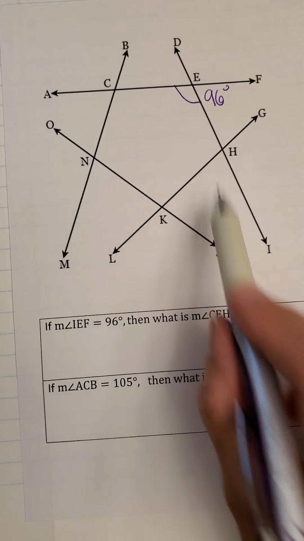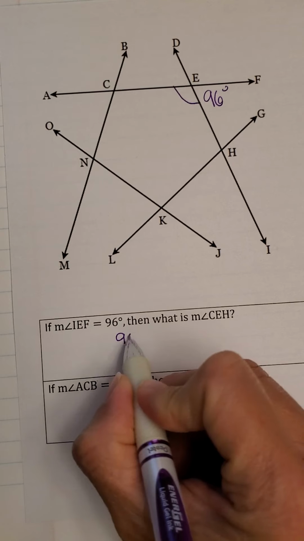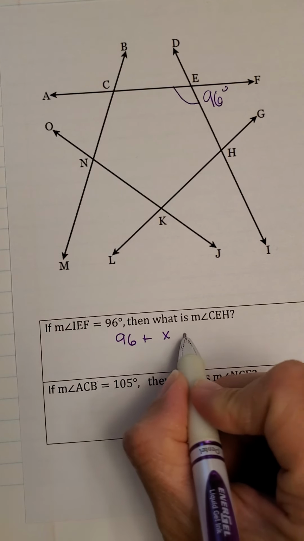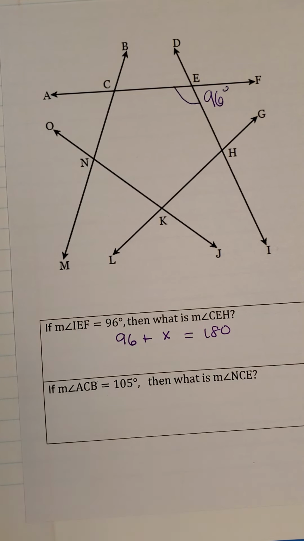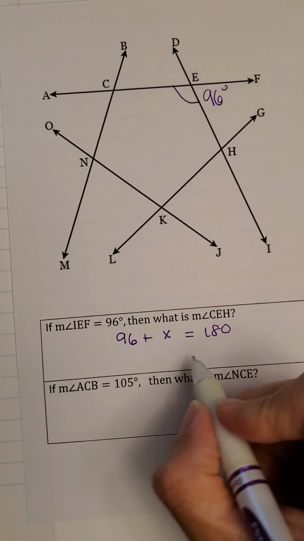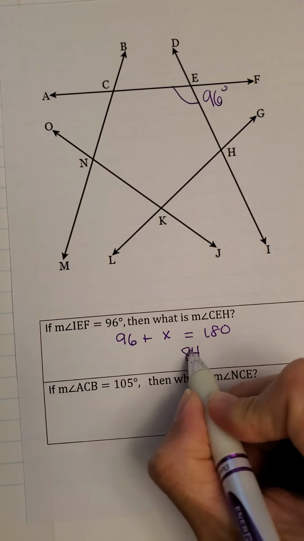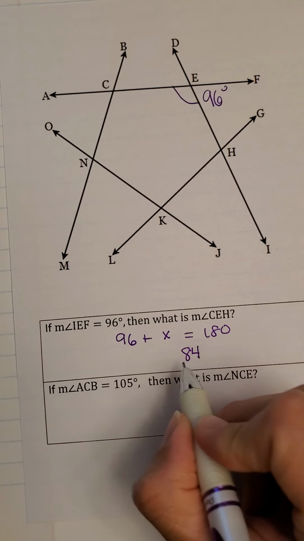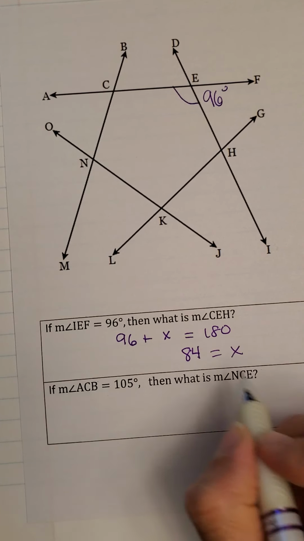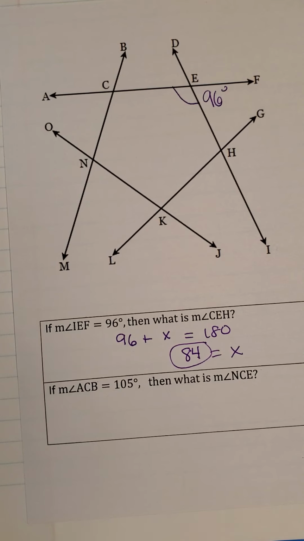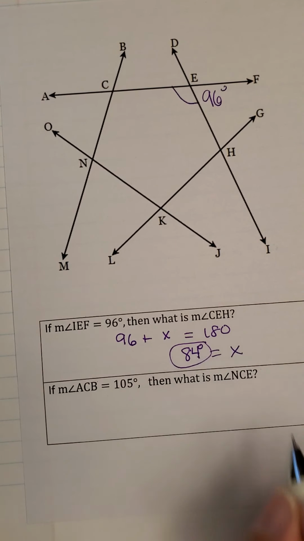So we have to figure out, we know that one angle is 96 plus the other one that I don't know what it is, but I know that together they equal 180. So what would that be? Well, 4 would get me to 100 and 80 would get me to 180. So our x must be 84. So 84 degrees. We're going to put a little degree sign there.